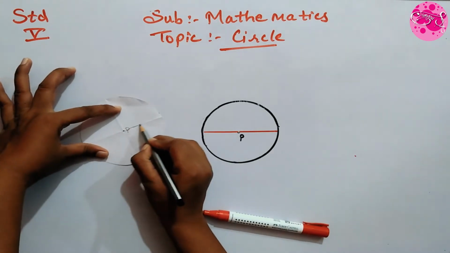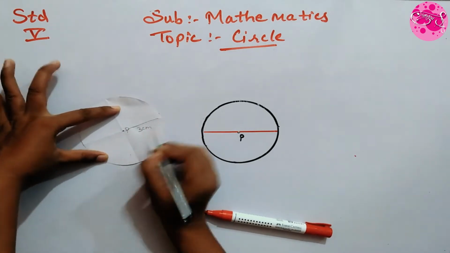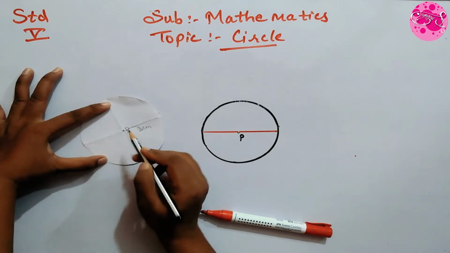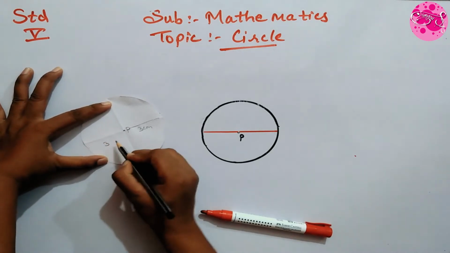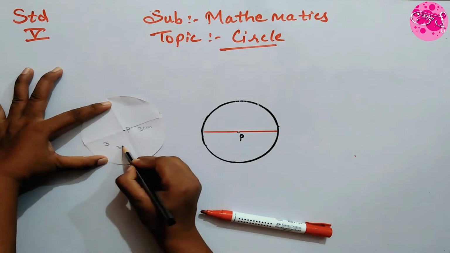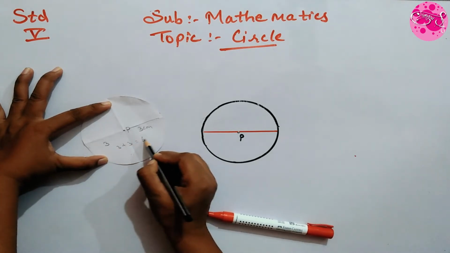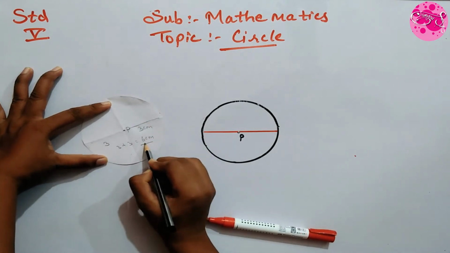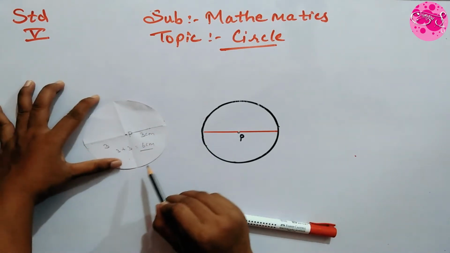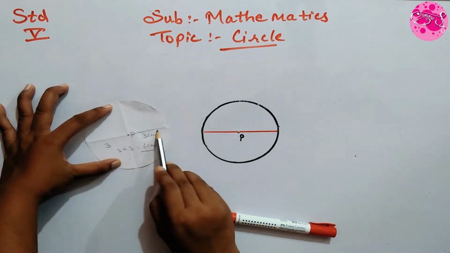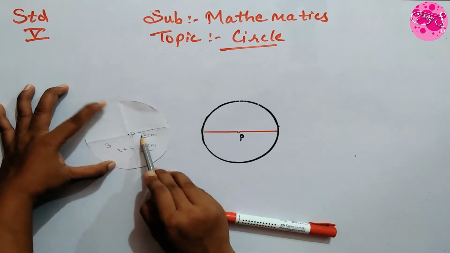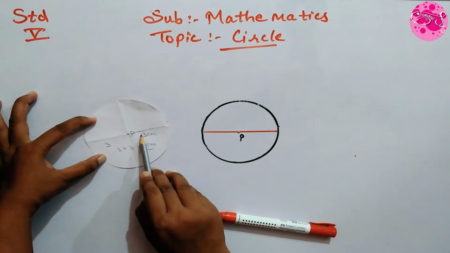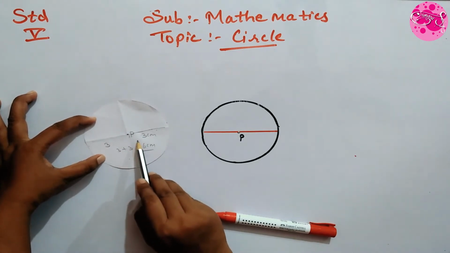Now suppose radius is 3 centimeter. Then what will be the diameter? It will be 3 plus 3, is 6. So diameter will be 6 centimeter. So from this we can see that every radius of a circle is half the length of its diameter.